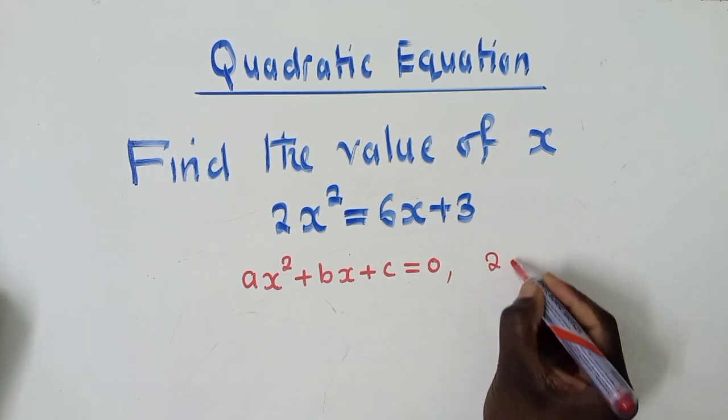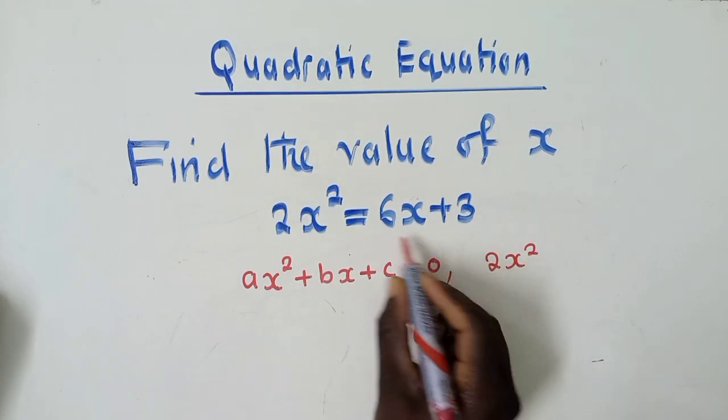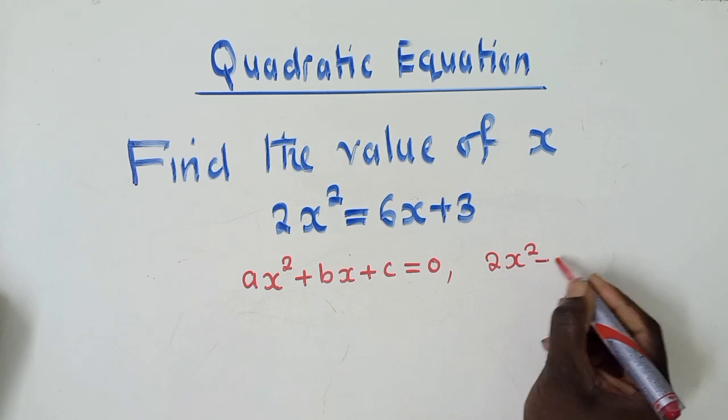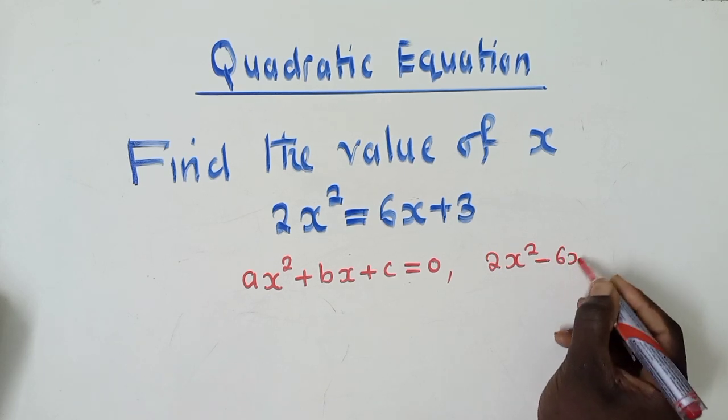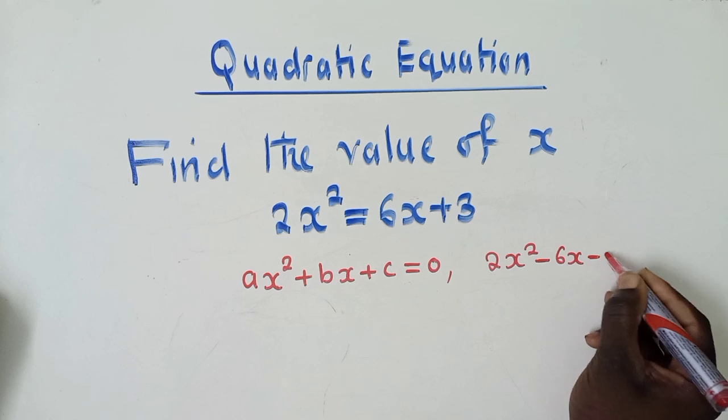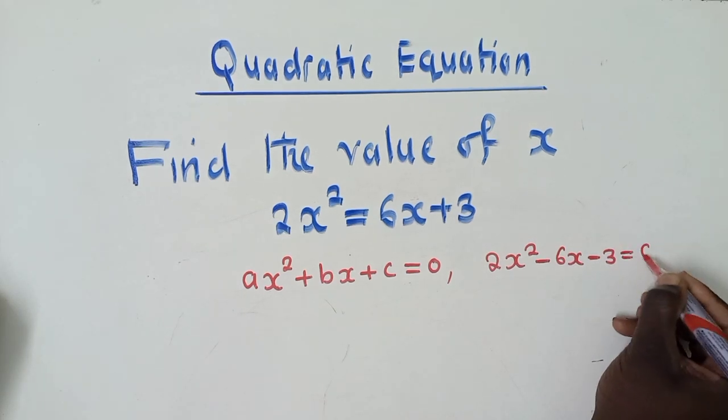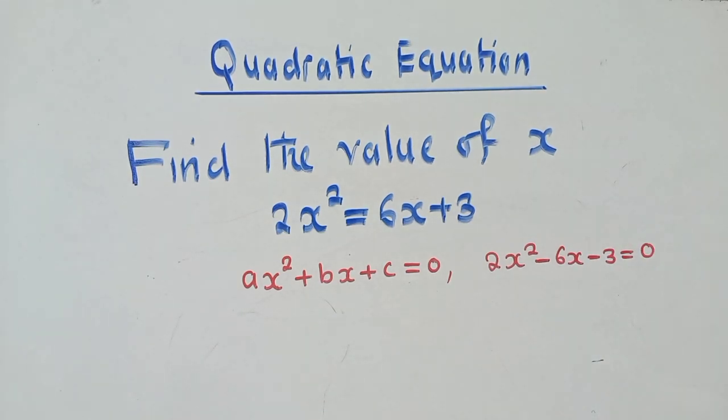So it will be 2x power 2. We subtract 6 from both sides, so it will be minus 6. Also 3 minus 3, and a 0 will remain with a 0. So in this case, you can say it's now in standard form.